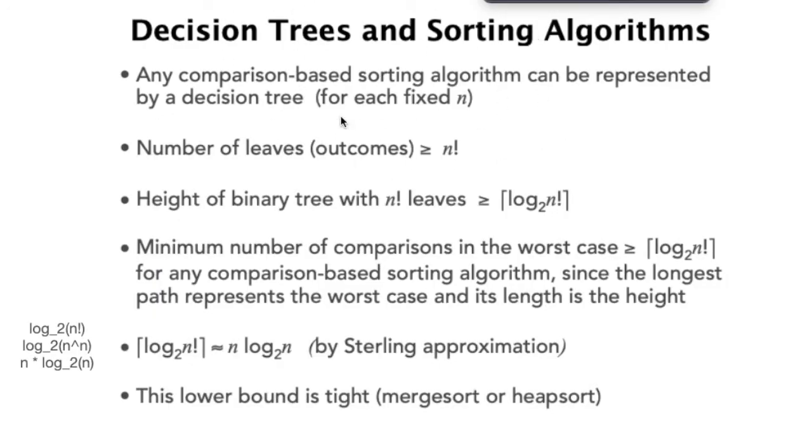So in this slide, we use the decision tree to provide a non-trivial lower bound for the sorting problem. The items listed here in this slide is the proof idea how to prove such claim. So first is any comparison-based sorting algorithm can be represented by a decision tree. That is for a fixed input size n. So we can create a decision tree. And then the total number of leaves for that decision tree is at least the total number of possible output.